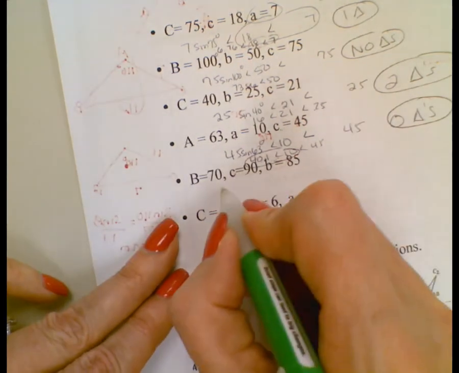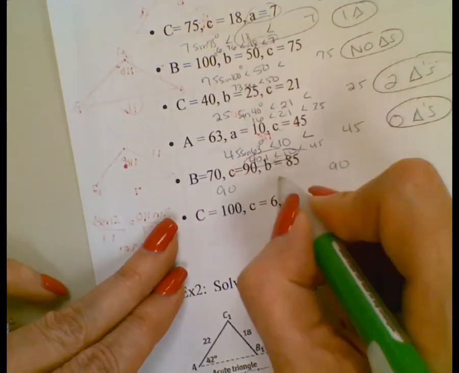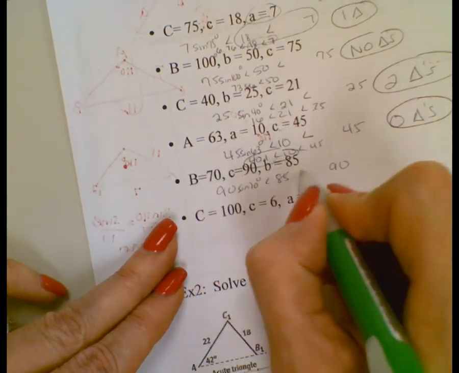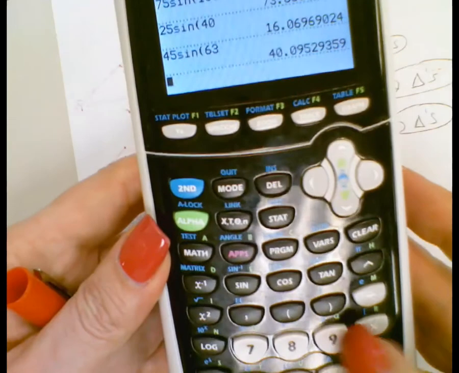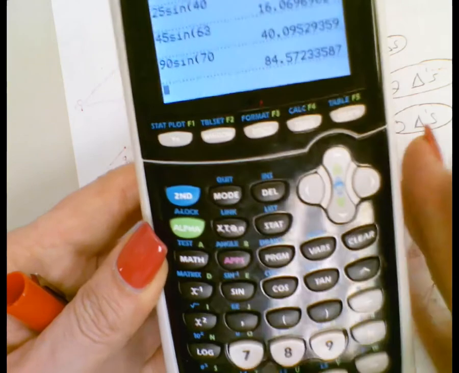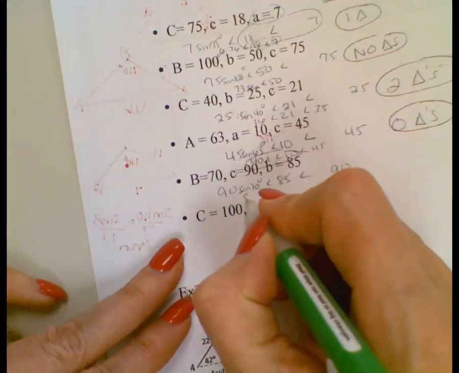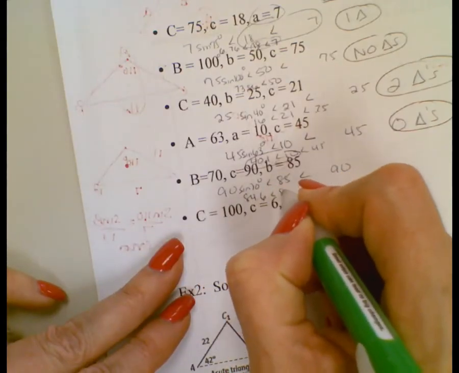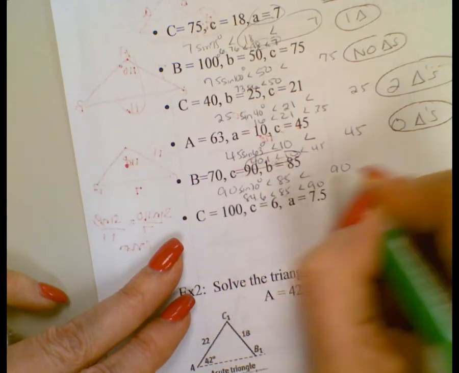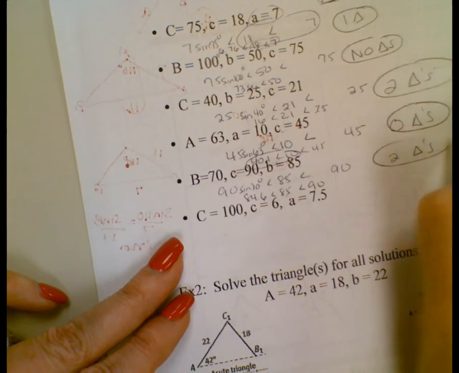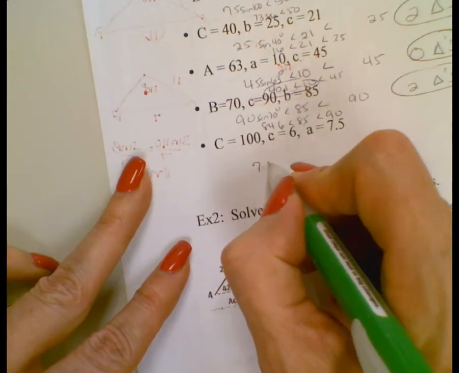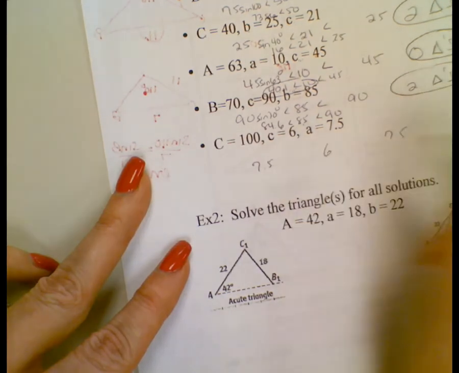Oddball ones is 90, 90, 85, sine 70. So 90 sine 70 is 84.6. Is that less than 85? Yes. That means there's at least one. Is that less than 90? Yes. Two triangles. And the last one, 7.5, 7.5, and 6.